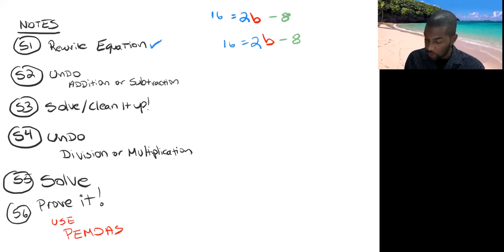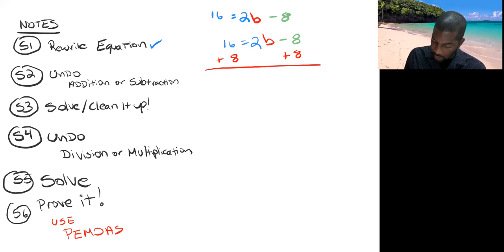Step 2, undo addition or subtraction. I have subtraction, so I'm going to rewrite the equation and undo it. The opposite of negative 8 is positive 8. What I do to one side of the equation, I must do to the other. All right. Let's clean it up.